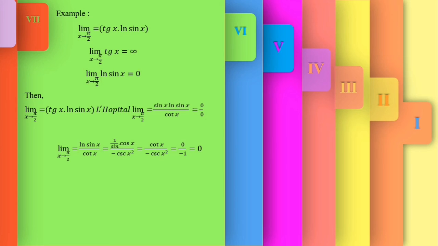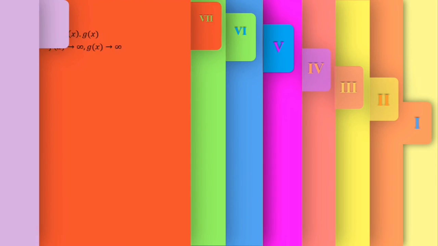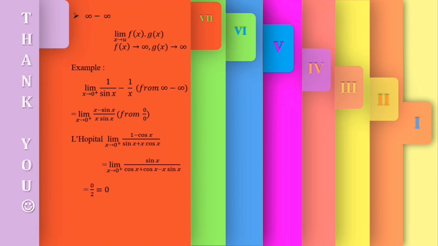Second, infinity minus infinity: the limit of f(x) minus g(x) as x approaches a, with f(x) going to infinity and g(x) going to infinity. For example, the limit of 1 over sin x minus 1 over x as x approaches 0. So you can see the solution on the slide.